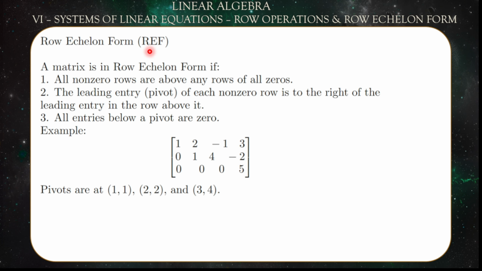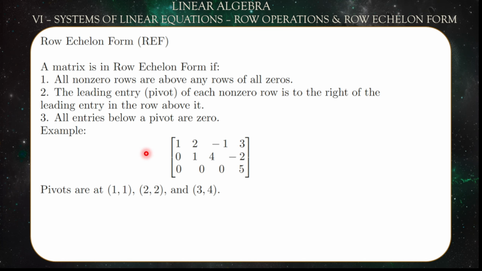REF, or row echelon form. A matrix is in row echelon form if all non-zero rows are above any rows of all zeros. Okay, that's first. Then the leading entry, or pivot, of each non-zero row is to the right of the leading entry in the row above it. All entries below a pivot are zero.